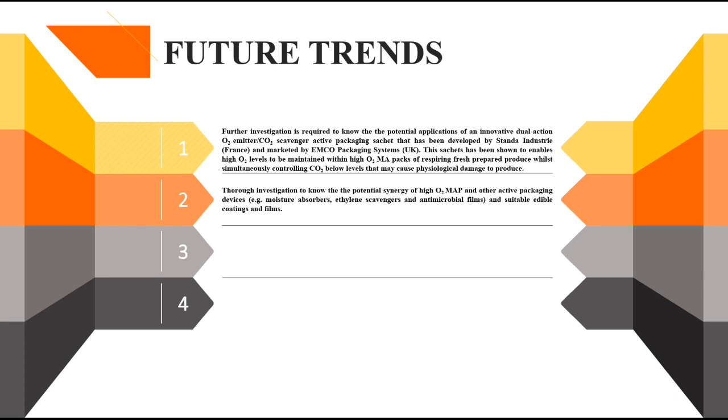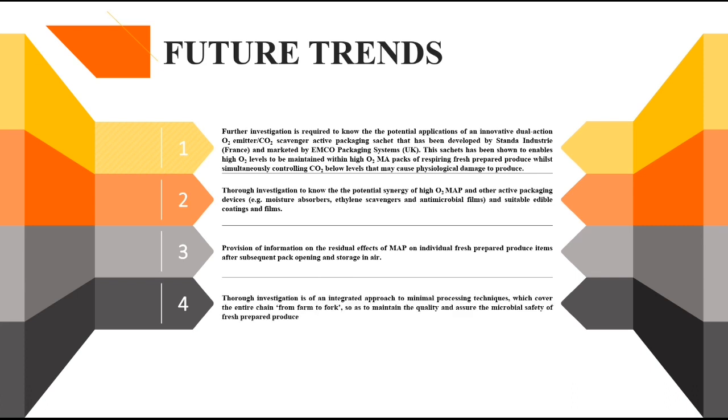Second one is thorough investigation to know the potential synergy of high oxygen MAP and other active packaging devices and suitable edible coatings and films. Third one is the provision of information on residual effects of MAP on individual fresh prepared produce items after subsequent pack opening and storage in air. The last one is thorough investigation of an integrated approach to minimal processing techniques which cover the entire chain from farm to fork, so as to maintain the quality and assure microbial safety of the fresh prepared produce.